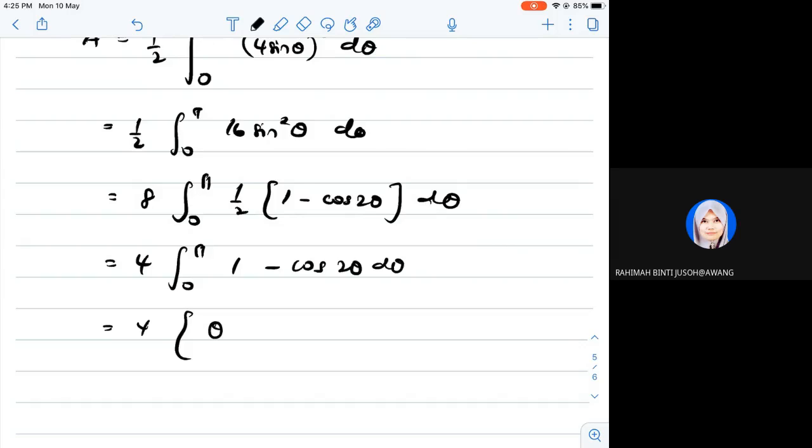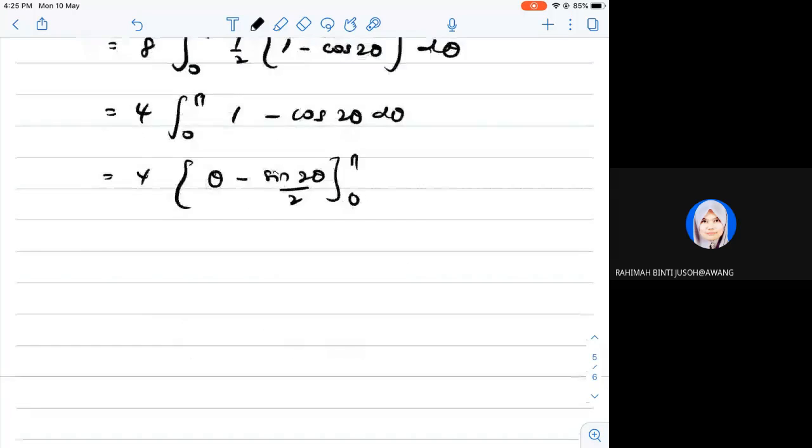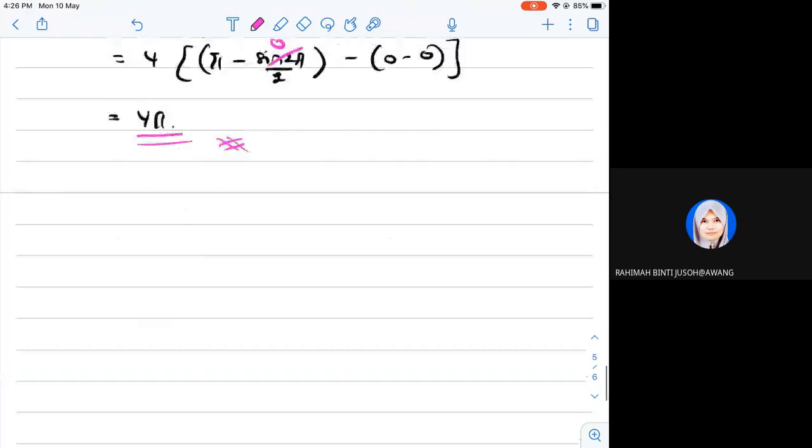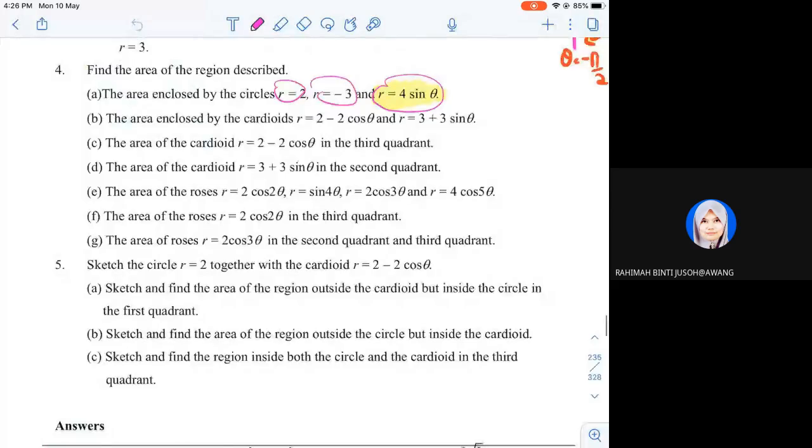So 4 multiply, integrate 1 we get theta, minus cos 2 theta, we will get negative sin 2 theta over 2 lah. So substitute 0 and pi. So 4 gantikan pi tolak sin 2 pi per 2, tolak 0, tolak sin 0 is also 0. So sin 2 pi is 0. So dapatlah jawapan dia 4 pi. That's it. Okay. Right, so you can try the rest of the questions.